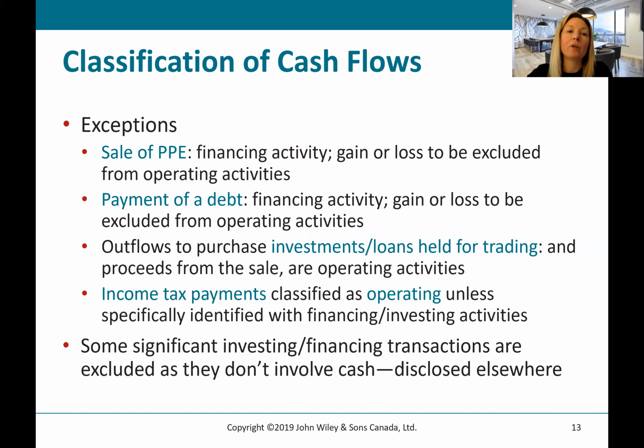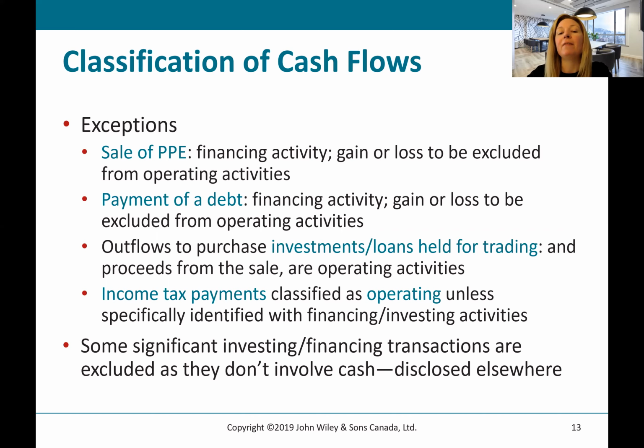Classification of cash flows. So there are exceptions. The sale of PP&E is a financing activity. So the gain or loss is excluded from operating because gain or loss is an accounting concept. It's not a cash flow concept. And the sale of PP&E is a financing activity. The payment of debt is a financing activity. And the outflows to purchase investments or loans are operating activities. And income tax payments are normally classified as operating.